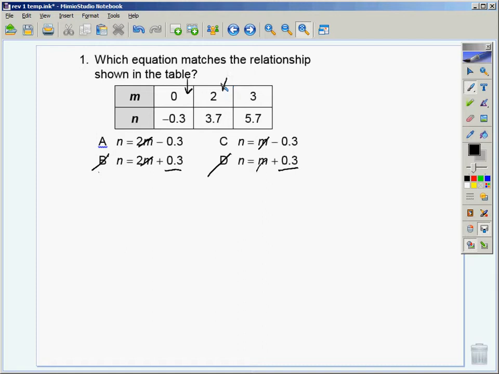Then I went to 2. N equals 2 times 2 minus 0.3. 2 times 2 is 4. Minus 0.3 is 3.7. If I'd have plugged 2 in here, 2 minus 0.3 would have given me 1.7. So the correct answer had to be A.